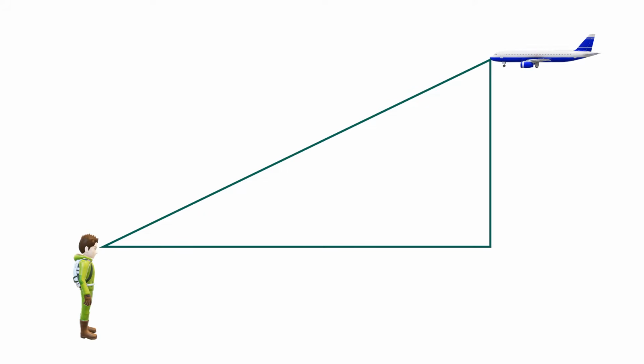Here is an example. The boy looking at the airplane above. The angle that is formed from the horizontal line to the line of sight above is an example of an angle of elevation.